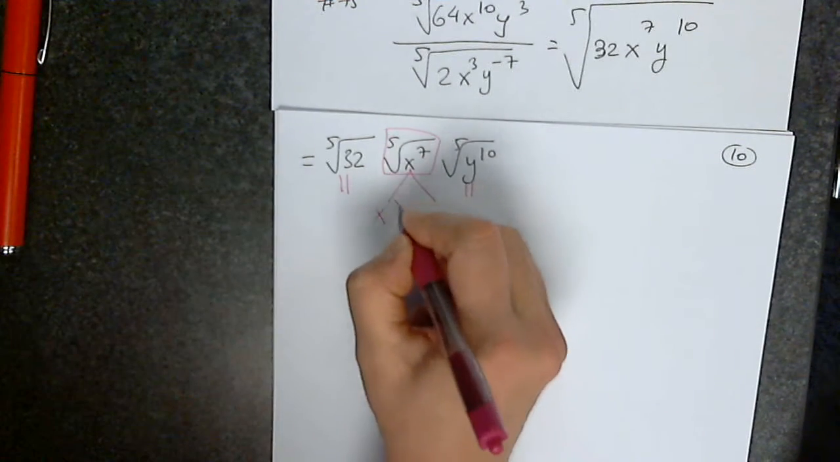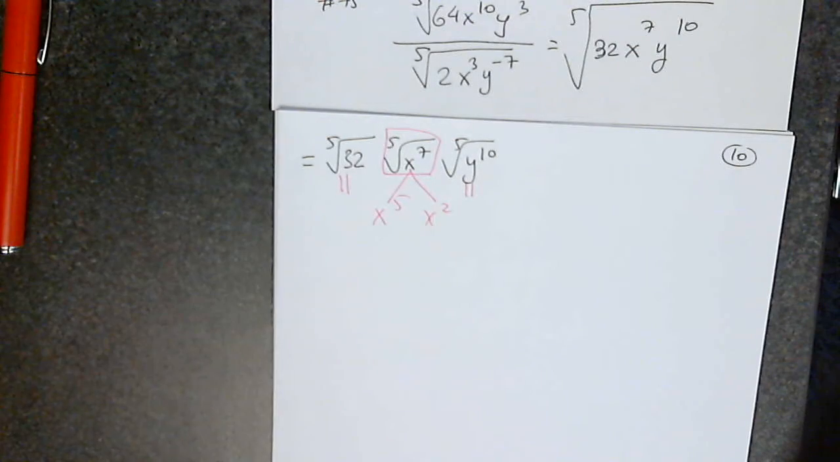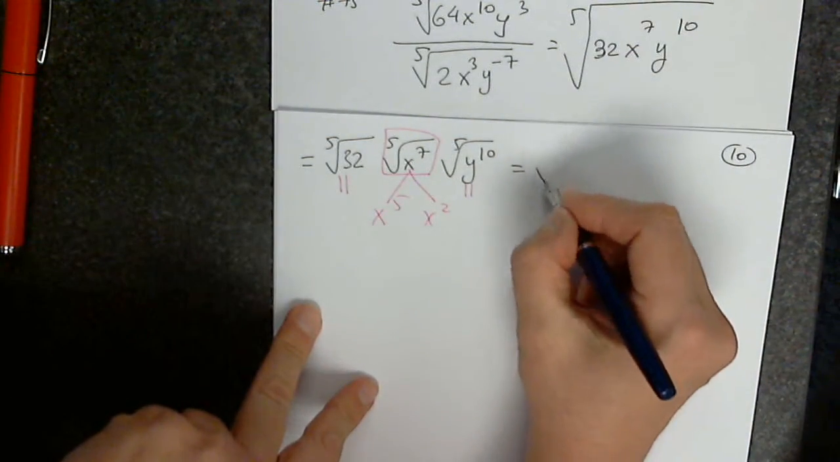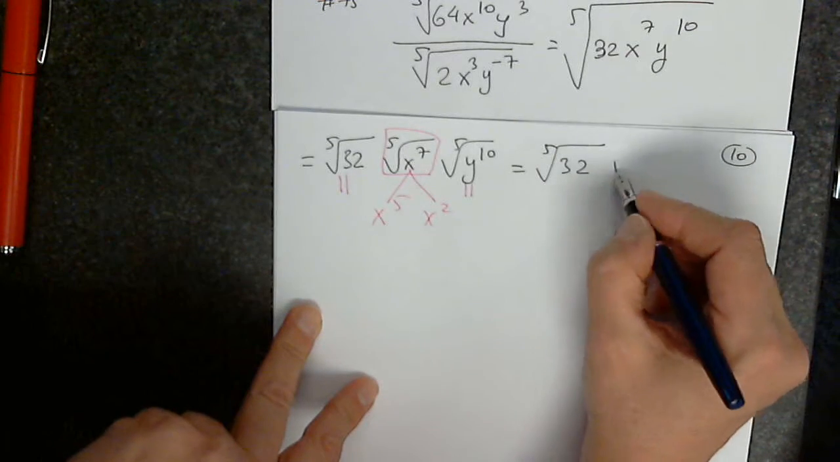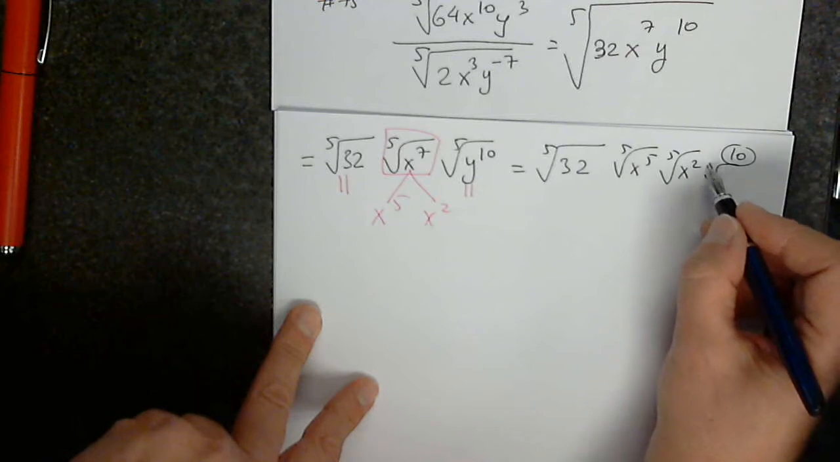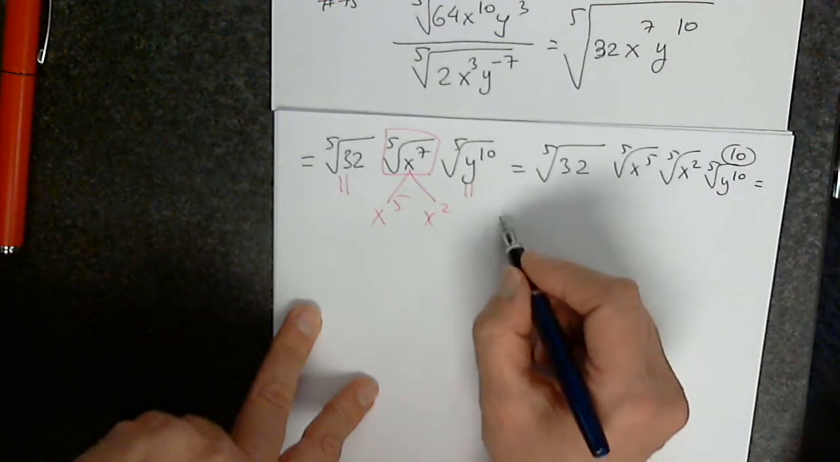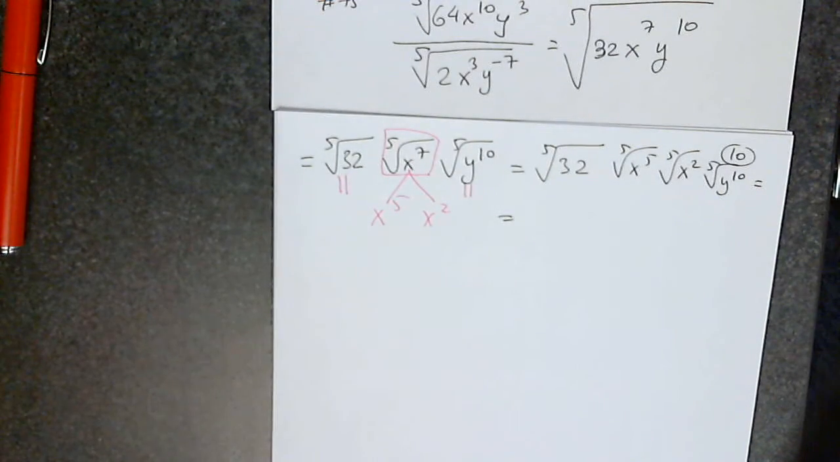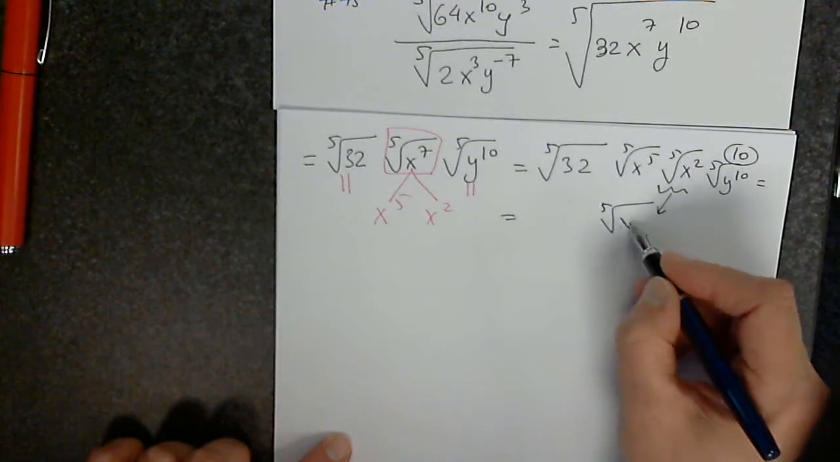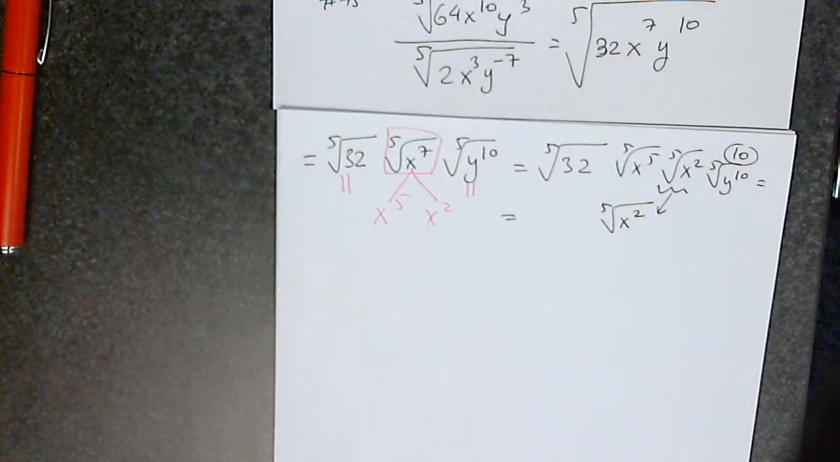Very good. So x to the 5th and x squared. I recommend rewrite. One more time. The 5th root of 32, the 5th root of x to the 5th, the 5th root of x squared, and the 5th root of y to the 10th. Only this radical will stay as the 5th root of x squared. Everything else will go away as a radical.